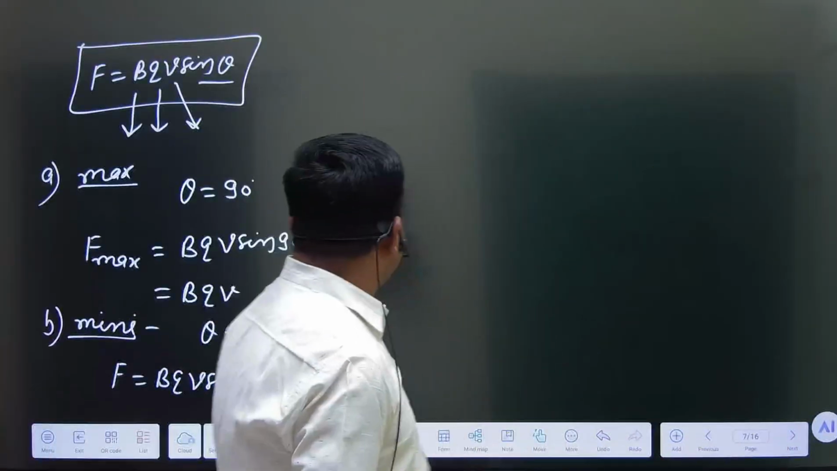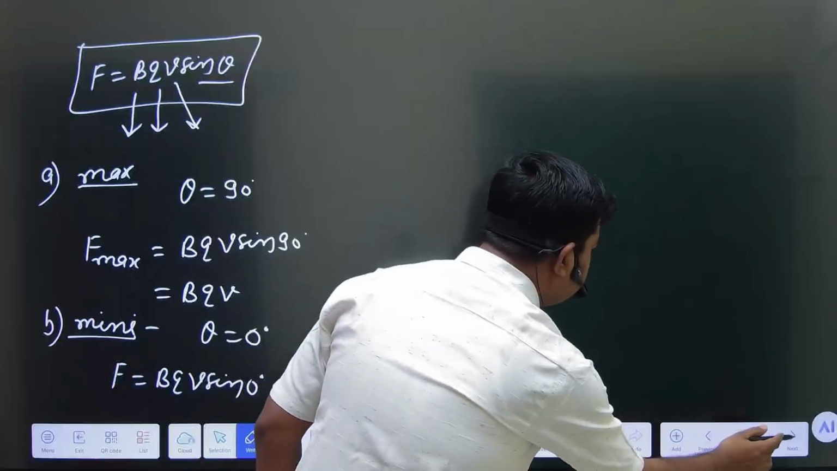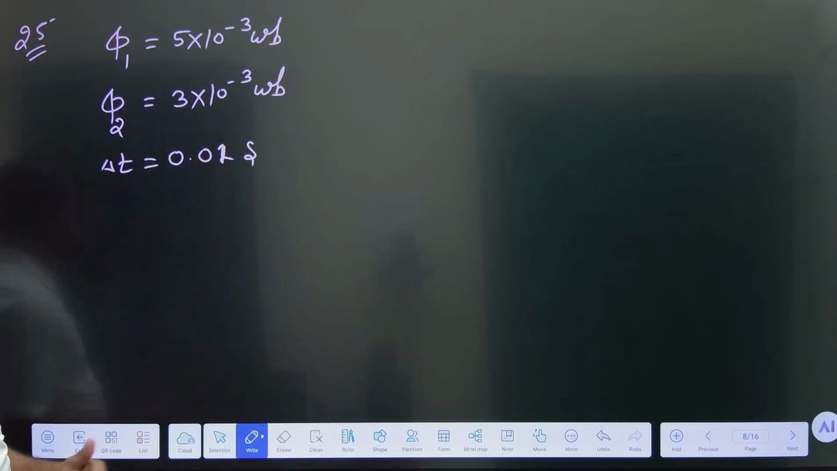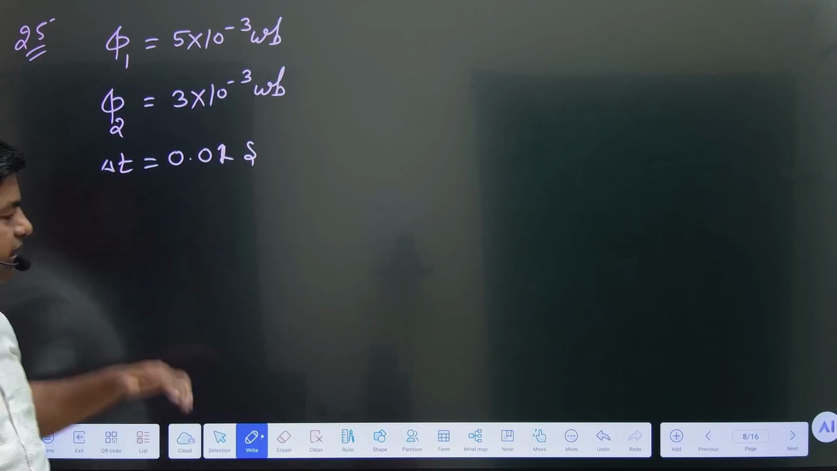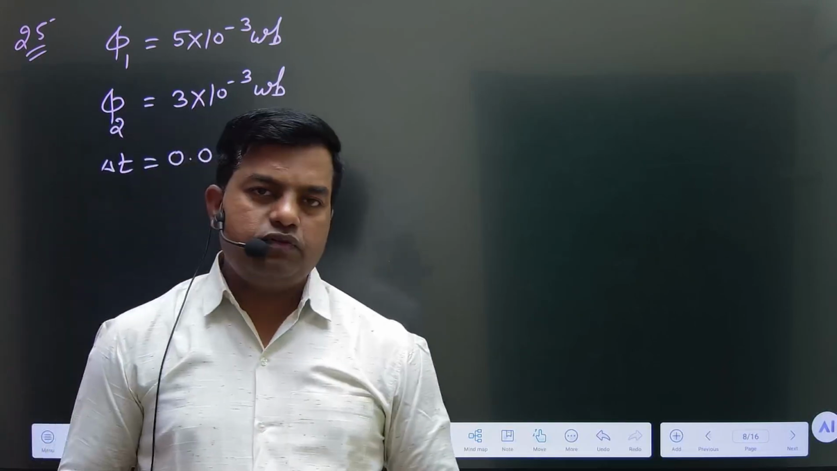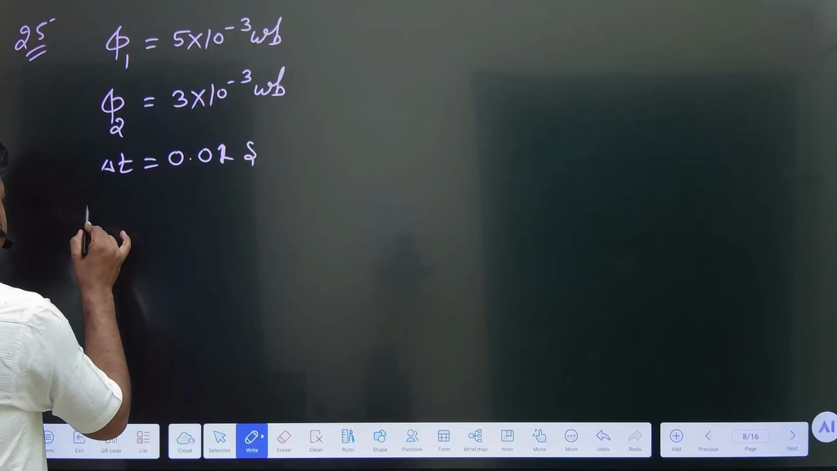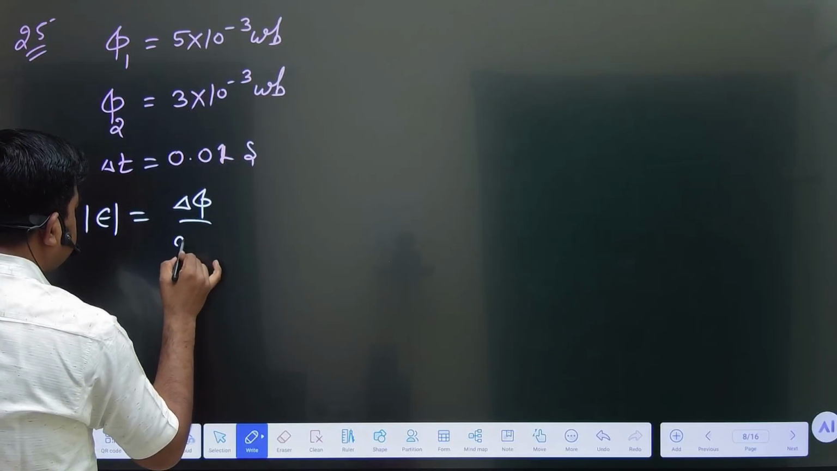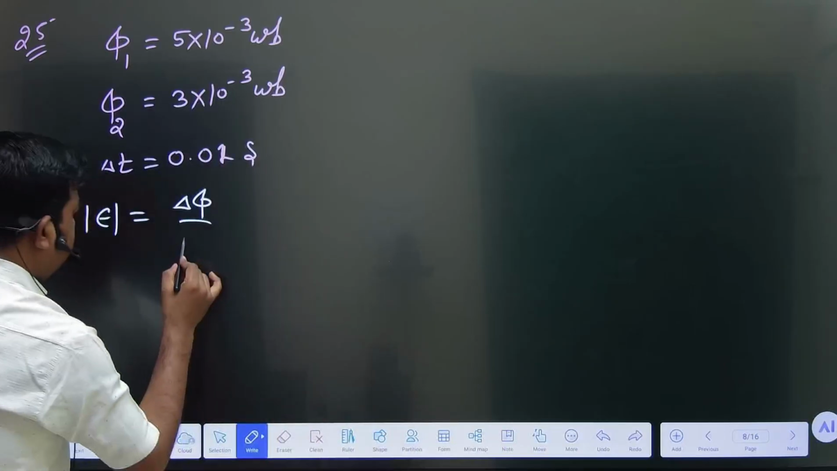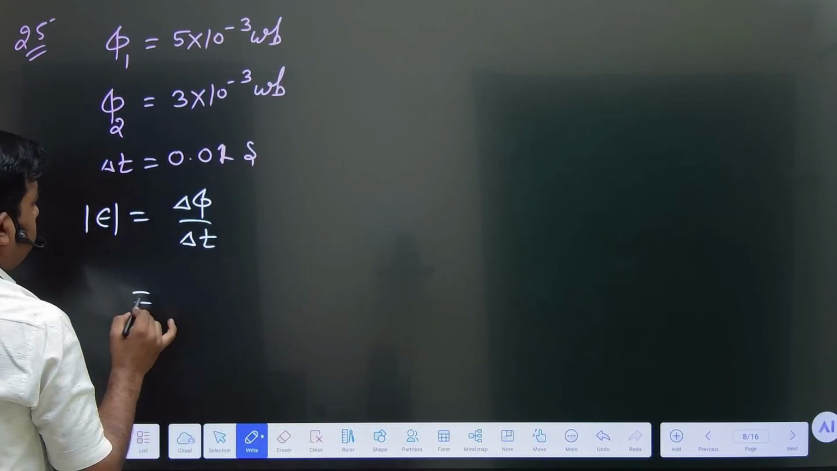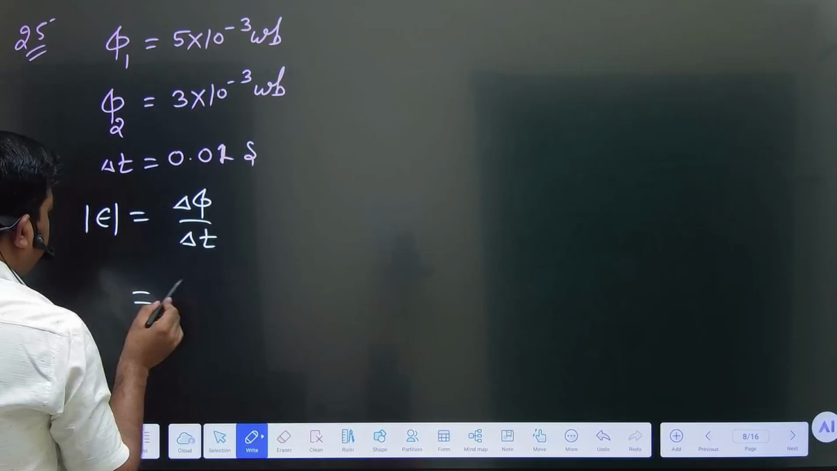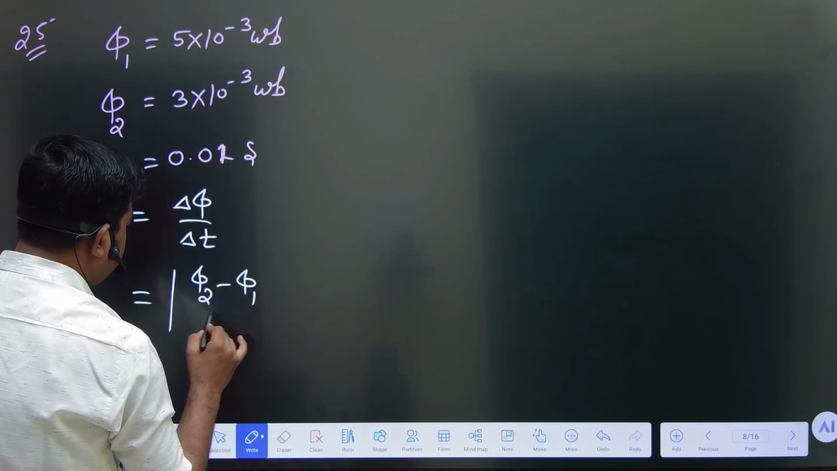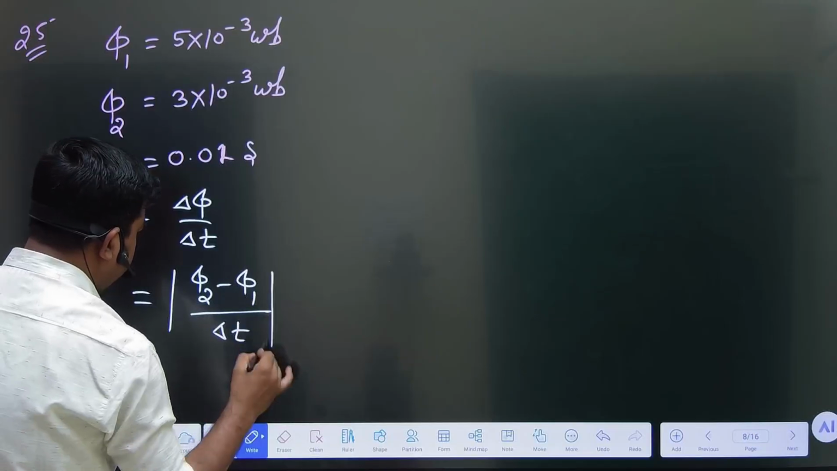Okay, so we have to write what is given in the question: phi 1 is 5 into 10 to the power minus 3 Weber and phi 2 is equal to 3 into 10 to the power minus 3 Weber in time delta t. We have to calculate the magnitude of induced EMF. So what is the magnitude of induced EMF? It is E equal to delta phi by delta t. So the magnitude is phi 2 minus phi 1 divided by delta t.